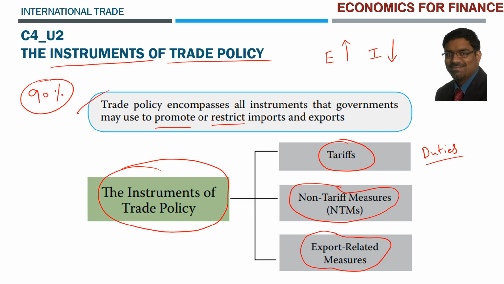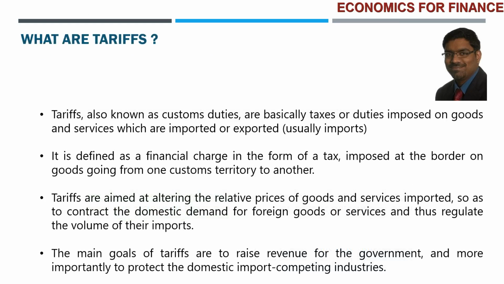So in this unit we are supposed to look at and understand what are different types of tariffs in general and what are different non-tariff measures that will be taken by the government as part of the trade policy, and what kind of export related measures also the governments might take when they implement this trade policy. That is our scope of Unit 2, Chapter 4. Let us start with tariffs.